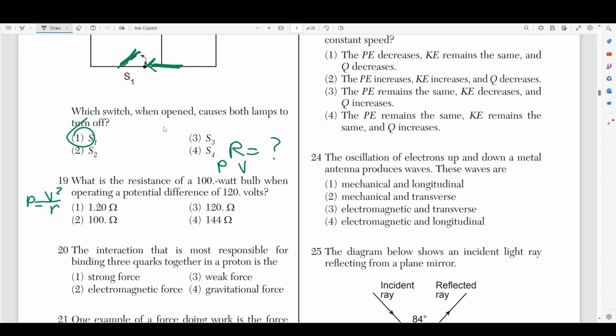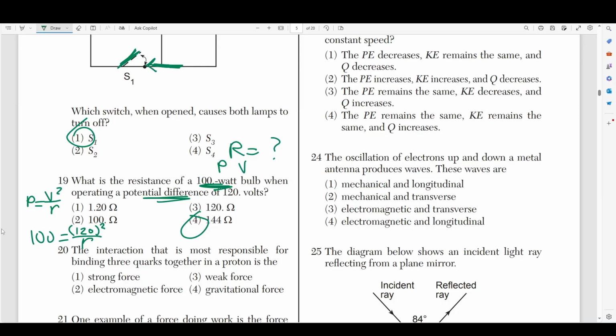Here we know that we have a power of 100 watts. Whenever you see watts, think power. So here I have 100 is equal to, our potential difference is just voltage, so 120 squared divided by our R. And if you calculate this out, right, multiply by R on both sides and divide by 100 on both sides, you end up with answer choice 4.